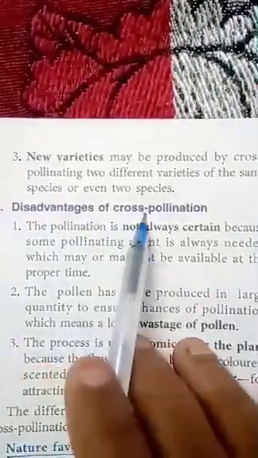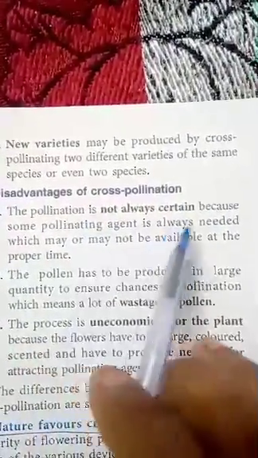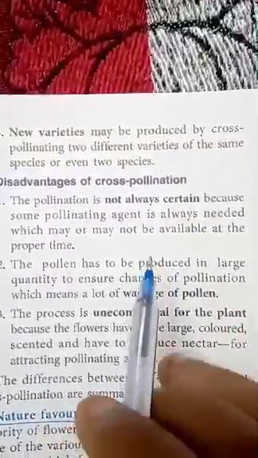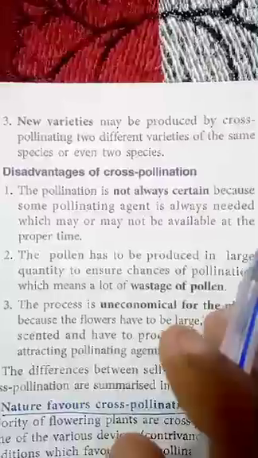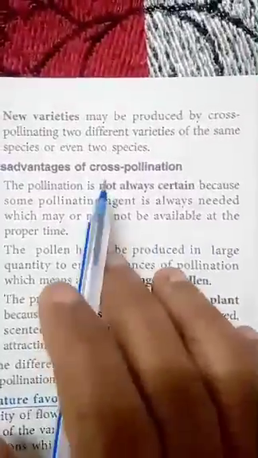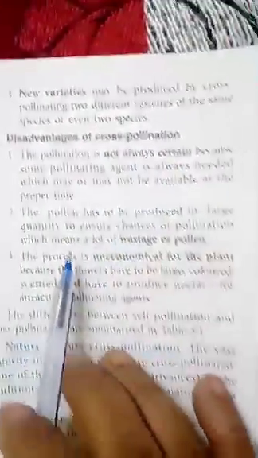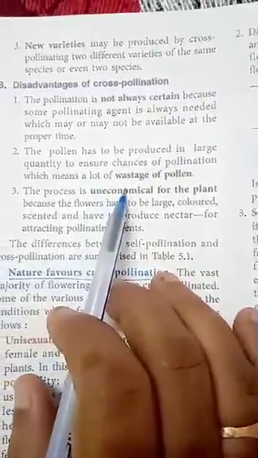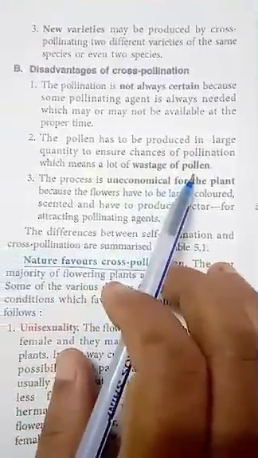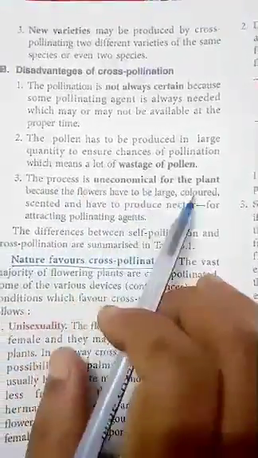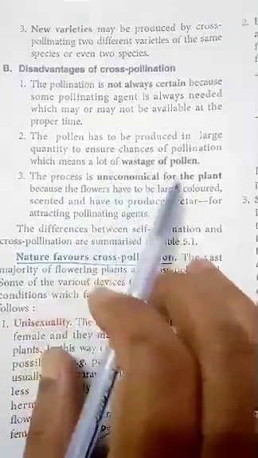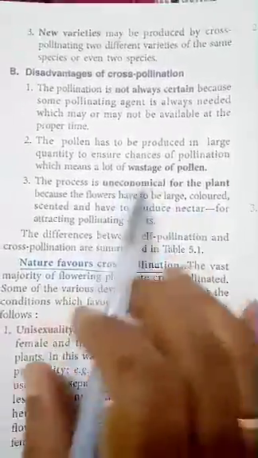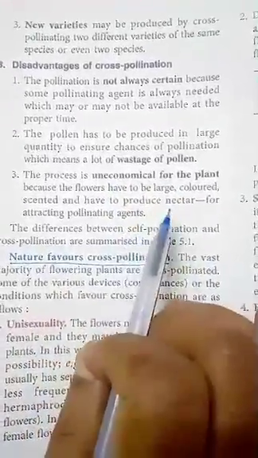Then disadvantages of cross pollination: it is not always certain. Suppose the pollen grain has matured, but it is a wind pollinating flower and no wind blows, then the pollen is all wasted. The pollen has to be produced in large numbers, so the plant has to waste a large amount of pollen. Third, it is uneconomical because the flower, in order to attract the insects, has to be large and colored. So it wastes a lot of energy.